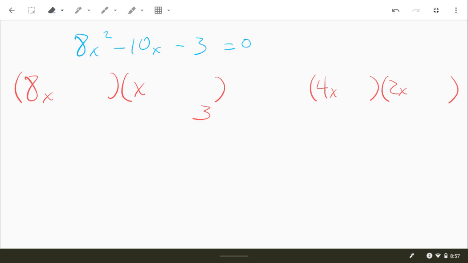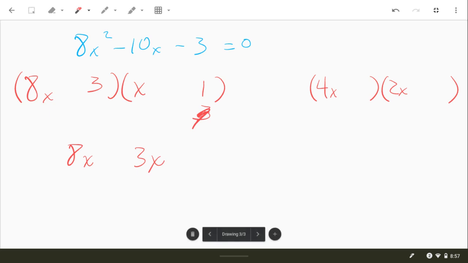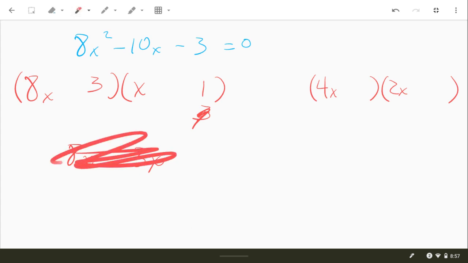So let me try my 1 over here, and my 3 over there. Let's see about that. We would get an 8x on the outer terms, 8x times 1, and a 3x on the other. And I cannot make a 10 out of an 8x and a 3x. I know I'm going to be subtracting these, so this is not going to work. All right, so I know it's got to be the 4x and the 2x.